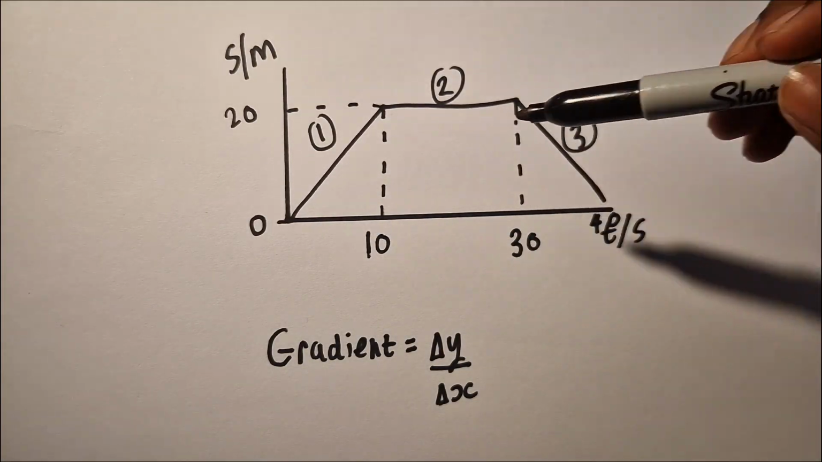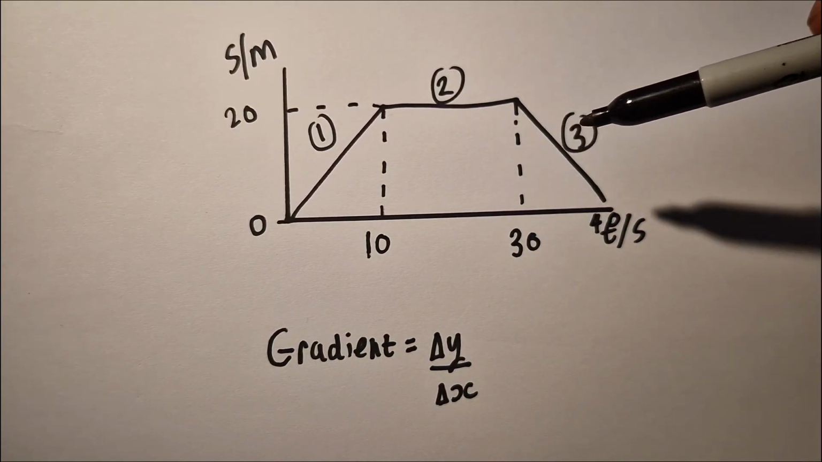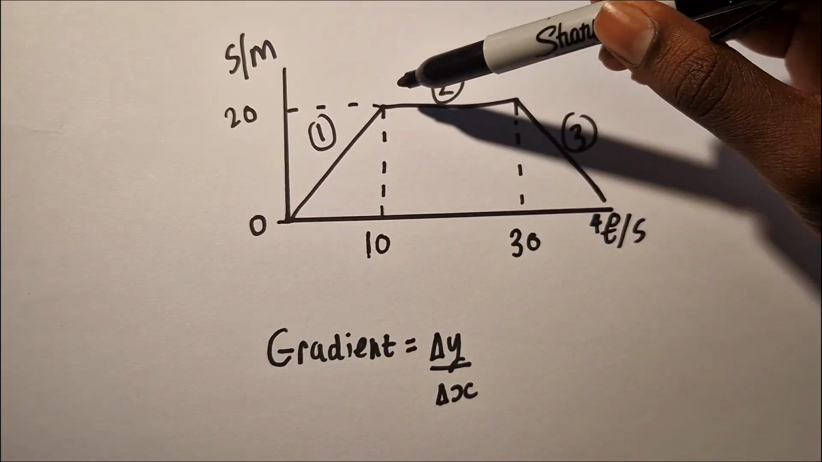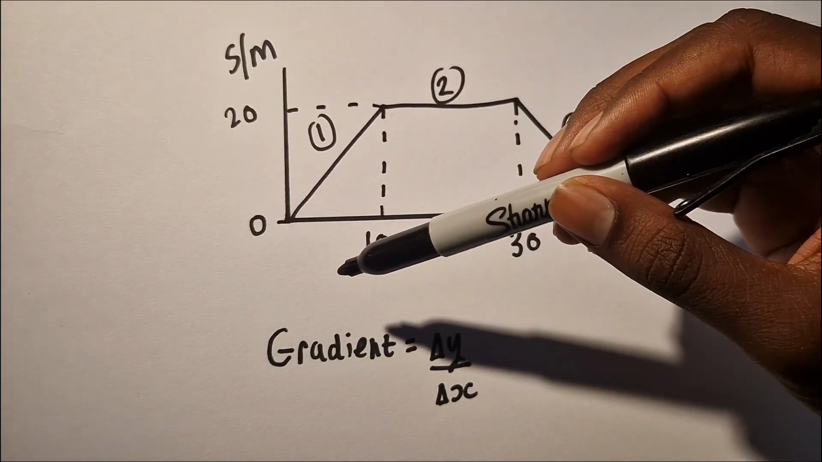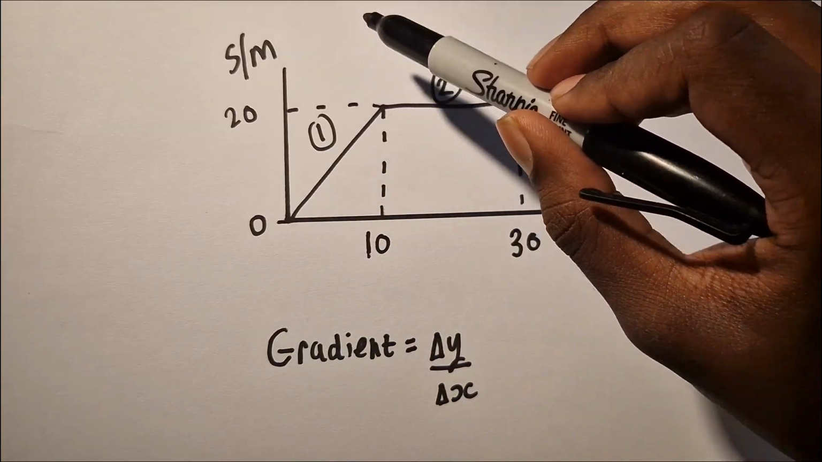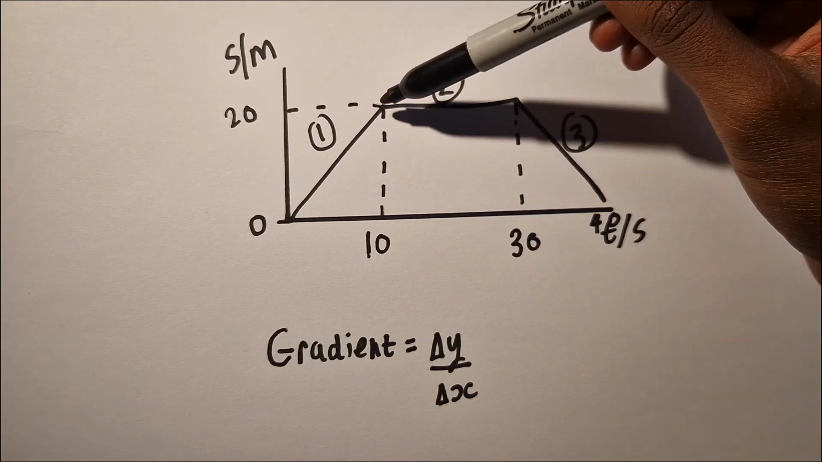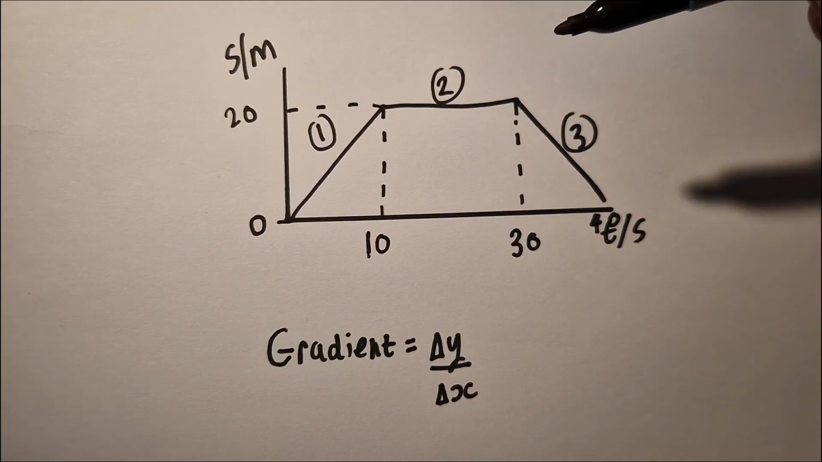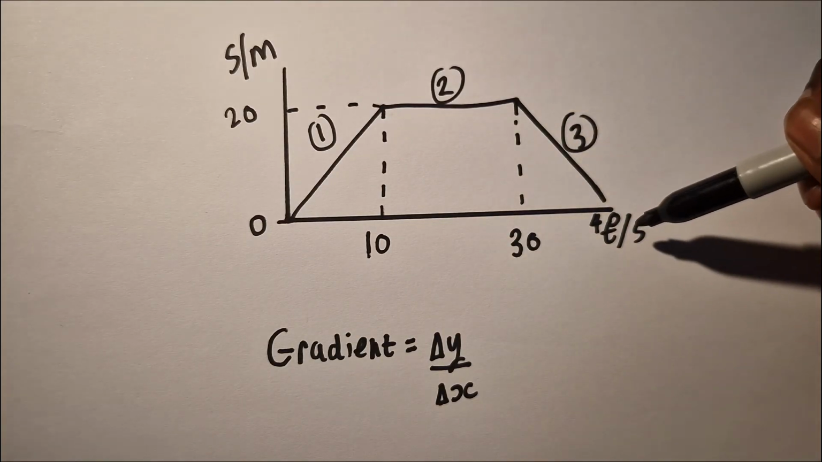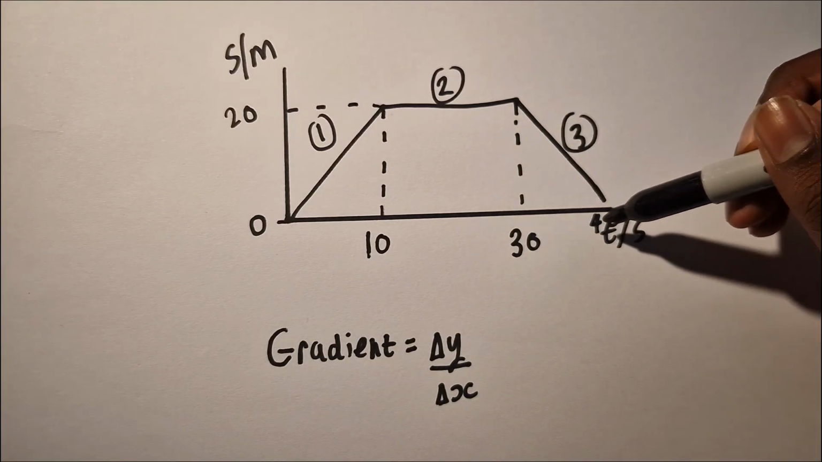So now we have a bigger, more complex displacement time graph. I split it into 3 sections so I can explain more easily what occurs in each section. So in section 1, we'll go from 0 meters to 20 meters in 10 seconds. This means that the object is moving away from the starting point until it reaches 20 meters. When it reaches 20 meters, it remains at that position for another 20 seconds, so it's stationary. And then now we have section 3, which goes from 20 meters to 0 meters in another 10 seconds.